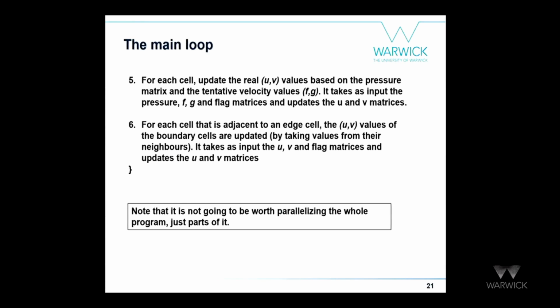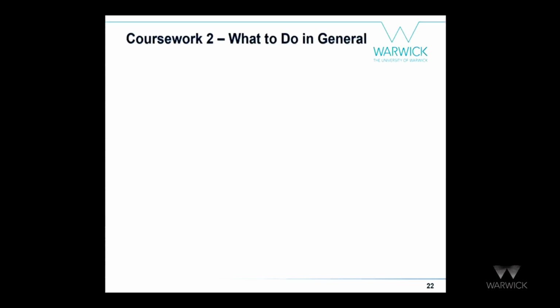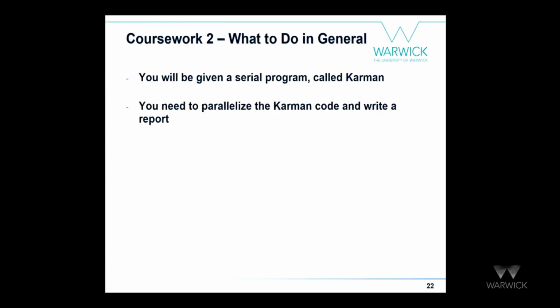So that's the background of Coursework 2. Any questions? Right, if not, I will talk about the requirements of Coursework 2. In general, for Coursework 2 you will be given a serial program, which means that it can only be run on one computer. It's called Common. You need to parallelize the Common code and write a report.